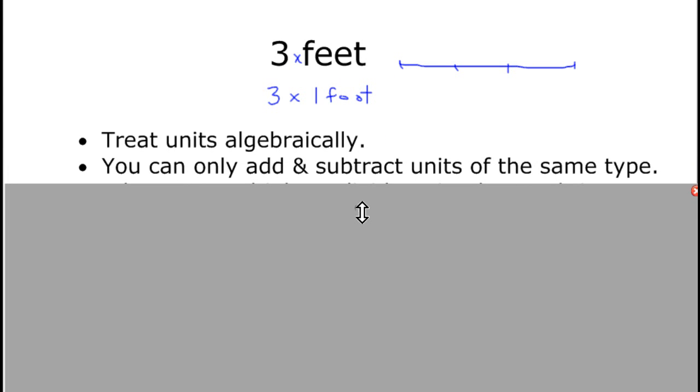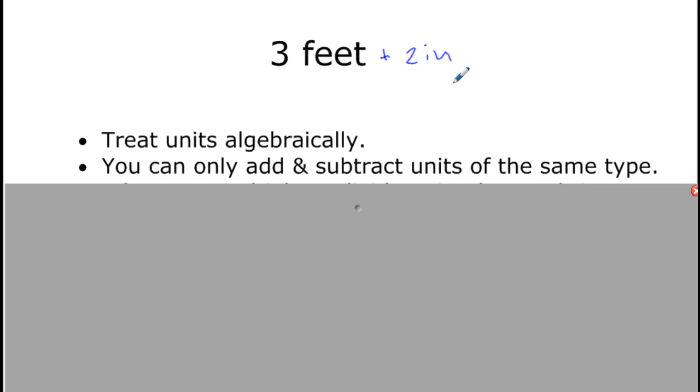The next bullet here is just that you can only add and subtract units of the same type. And this is pretty simple. So if you have 3 feet plus 2 feet, this problem is every bit as easy as you think it is. We're just taking a length of 3 feet, adding a length of 2 feet. They're the same type of unit, so we'll just get a longer length, 5 feet. No problem there. But if we were to add 3 feet plus 2 inches, we really can't combine these 2 units.